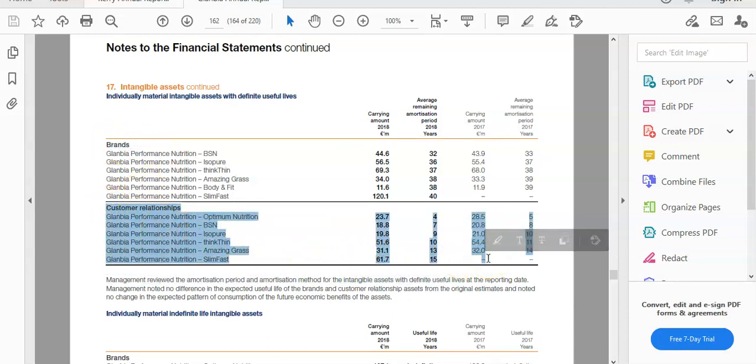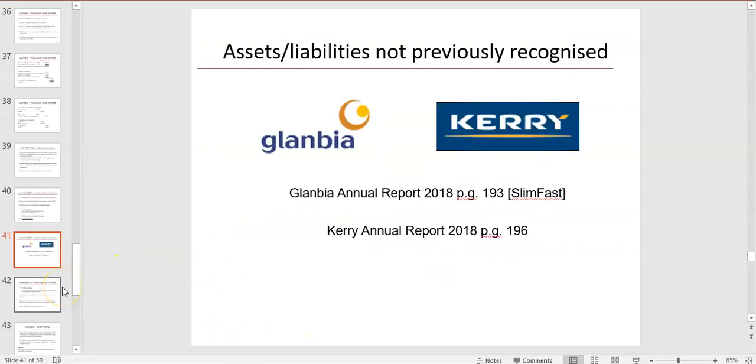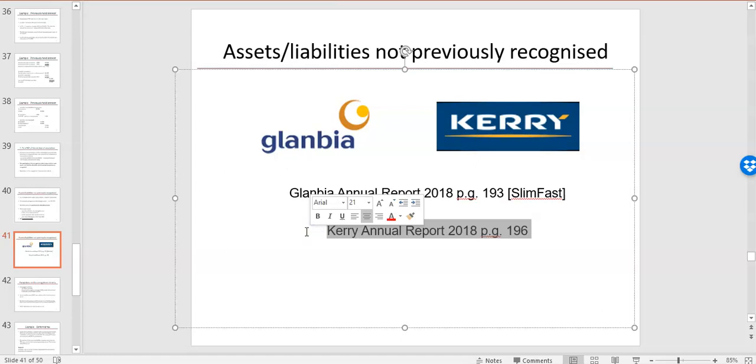That's all coming from acquisitions and this thing called a purchase price allocation, where a valuation expert, like a corporate finance team, will allocate and value the brand and value the customer relationships. So that's an unusual one that you wouldn't have come across before. It's an exception to what you're used to in IAS 38. And you can see the same for Kerry Group in an acquisition on page 196.